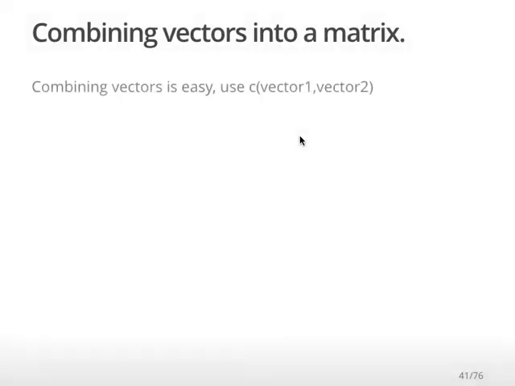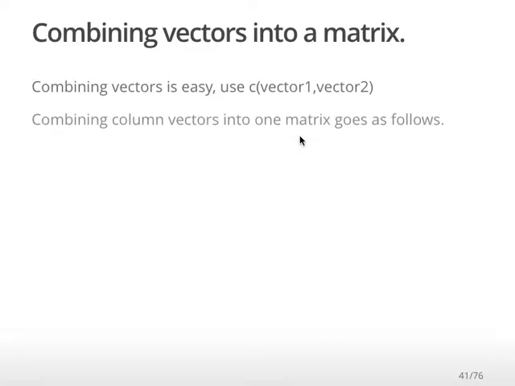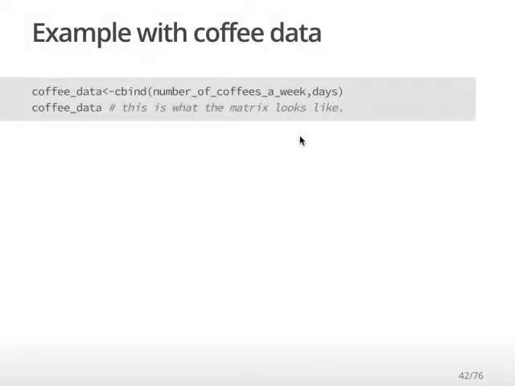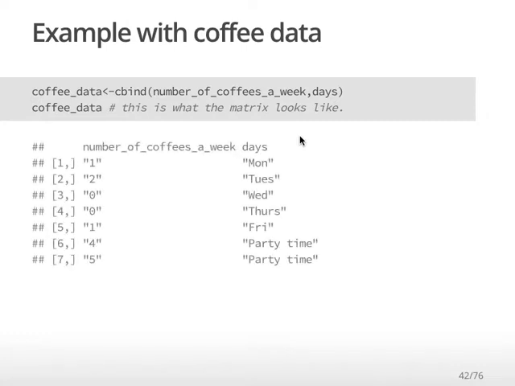We can combine vectors now into a matrix. We can do that as follows. We can use cbind to do column binding, and we can use rbind to do row binding. So we can take the coffee data. You remember that I had the days of the week and the number of coffees I had in the week. I can cbind them, combining them as columns, and then we'll get something like this. So we'll have the number of coffees a week and the days in the week. You can put things together via cbind and rbind.